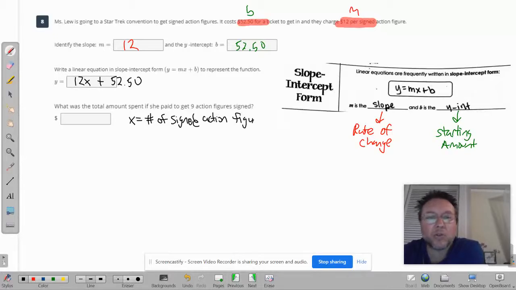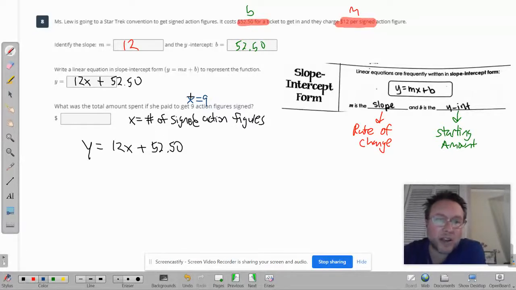So what they're saying is, well, how much would it cost if you did 9 of them? Well, that's just saying, what if x is equal to 9? Well, we're going to take that and just plug it in. So we've got y equals 12x plus $52.50, and we're going to substitute in this 9. So if x equals 9, we plug that in right there.